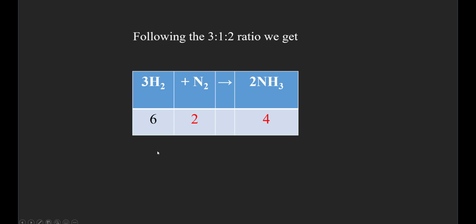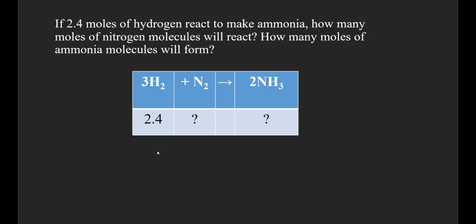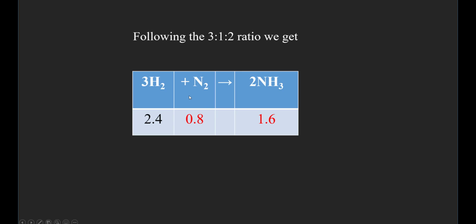All right, let's try another one with ammonia. How about if the numbers were not quite as easy to see? Nitrogen, how many do I need to react with 2.4? Again, it's a 3-to-1 ratio. So I divide that by 3. It looks like it's 0.8. And then I'll double that to get the amount of ammonia. 2.4 divided by 3 is 0.8, and then double that, which is 1.6, for the amount of ammonia that's going to be made.